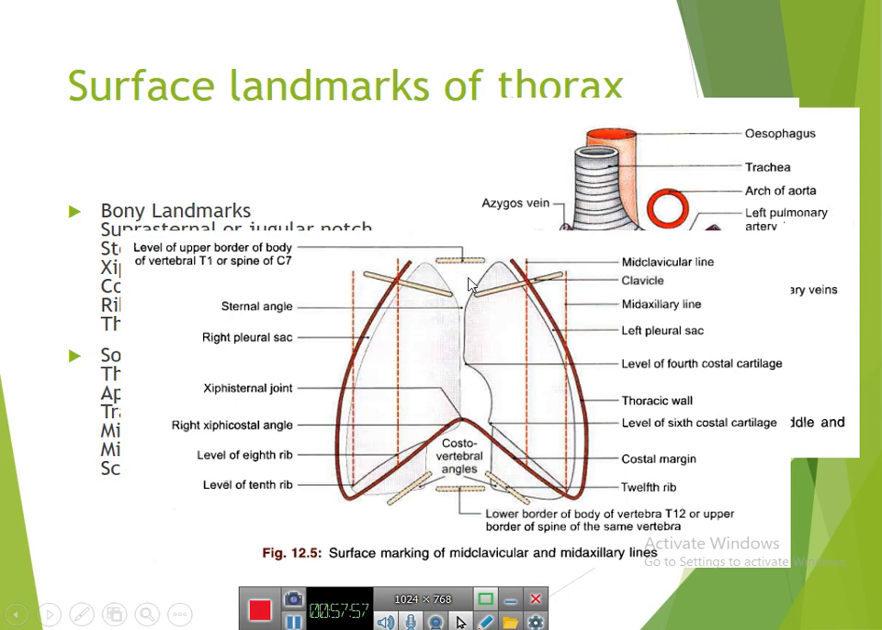upper border of the body of vertebra T1, or the first thoracic vertebra, or the spine of the seventh cervical vertebra here, and we have the lower border of vertebra T12 here, and on each side of the 12th thoracic vertebra we have a 12th rib, on the right side and left side. So we have a right line on the right side and a left line on the left side that are covered with the pleura, shown here with a bold line that covers the left and right lines.